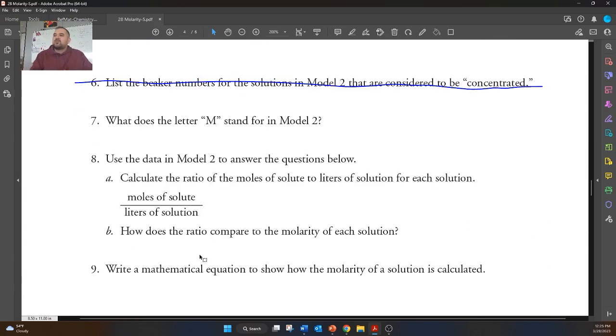So use the data in Model 2 to answer the questions below. Calculate the ratio of moles of solute to liters of solution for each solution. So now we're going to write the molarity equation. So molarity is equal to moles of solute divided by liters of solution. Everybody needs to write this equation. You're going to be using this for the rest of the day. You're also going to be using it next class period. Moles of solute divided by liters of solution.